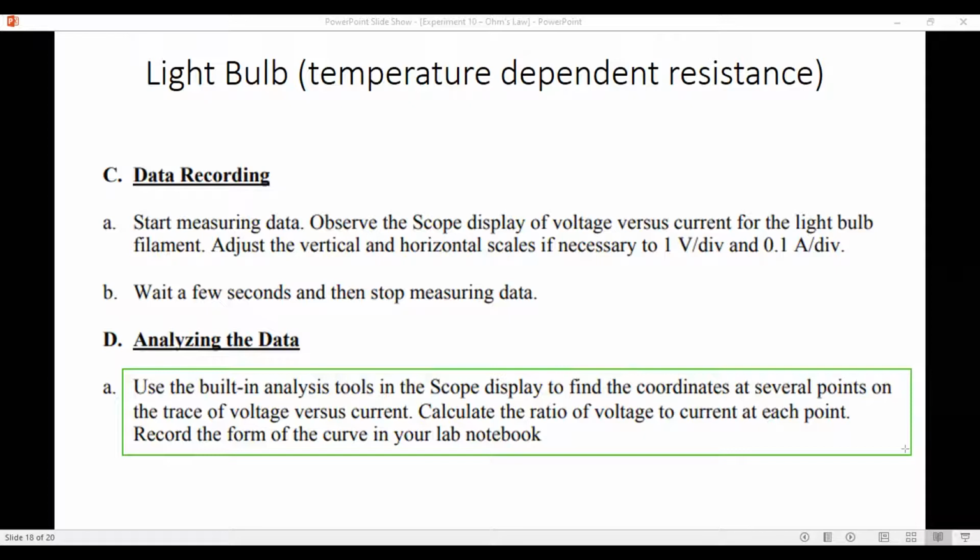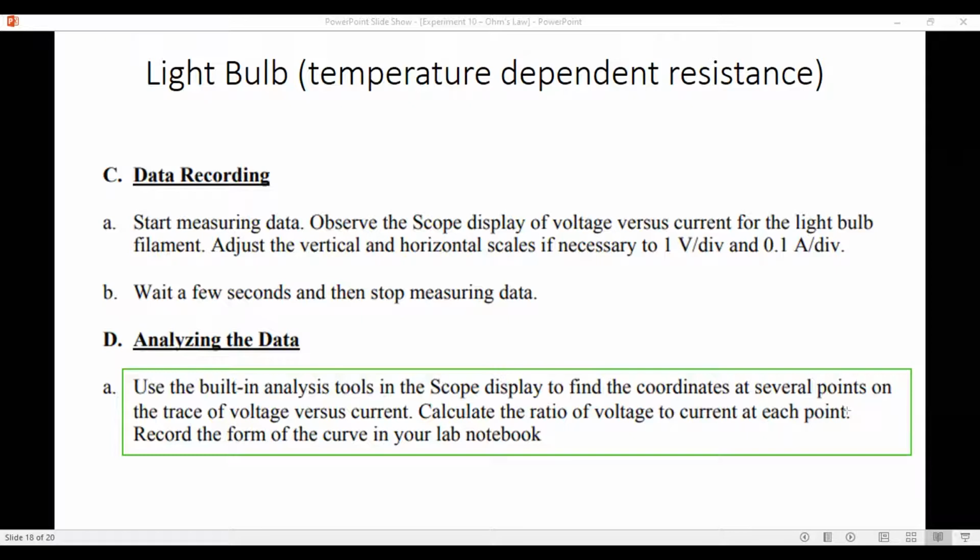Okay, so you're not going to do this. Your analysis of the data is to simply remark about how the slope of the graph became higher as the current through the light bulb became larger. And again, why does this happen? It happens because the filament is getting hot, and any metal that gets hot has an increase in resistance.